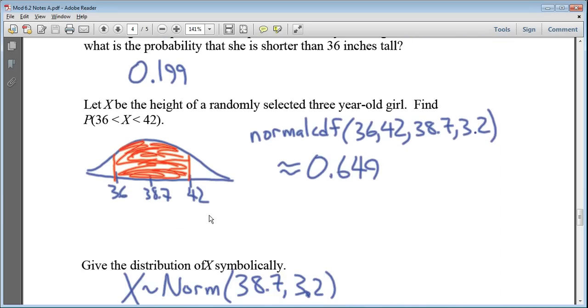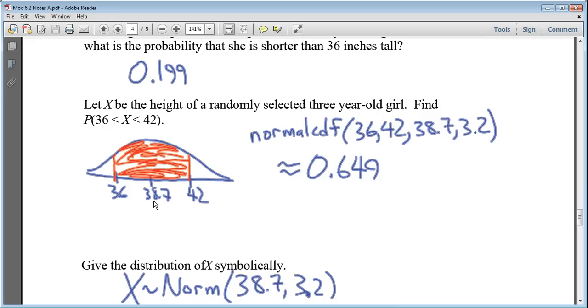It says, let x be the height of a randomly selected 3-year-old girl. Find P(36 < x < 42). Well, first I need to understand what this thing in the parentheses tells me. And what it's saying, if x is the height of a randomly selected 3-year-old girl, it means the probability that the height of a randomly selected 3-year-old girl is between 36 and 42 inches tall. Okay, you see the entries over there on the right hand side. So again, let's look over here.